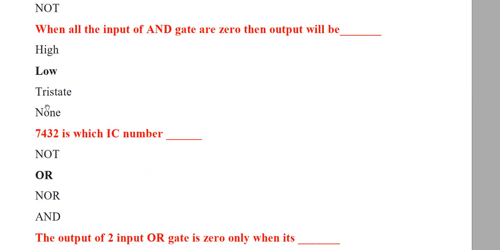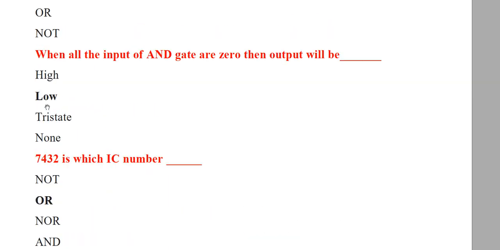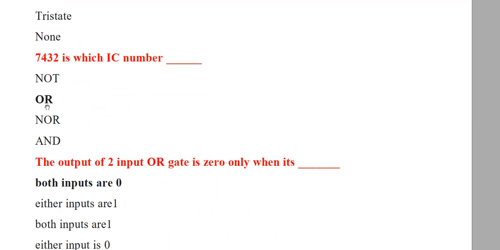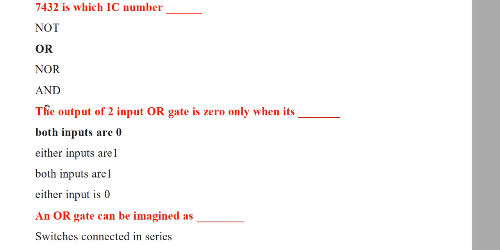These are some sample MCQ kind of questions that you can answer very simply by learning the truth table, symbol and IC number that we have already taken in lecture number 1 and lecture number 2. Yes. So let's cover the next MCQ: 7432 is which IC number? Of course it is an OR gate IC number. It is an OR gate.